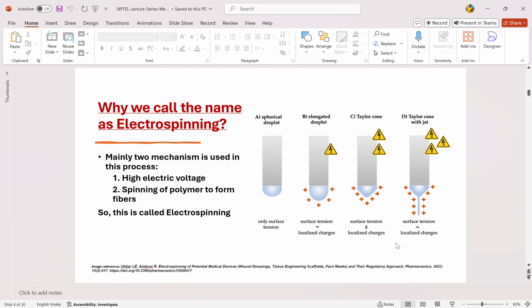Another thing that you should always notice. Any questions? Did you understand Taylor cone formation?